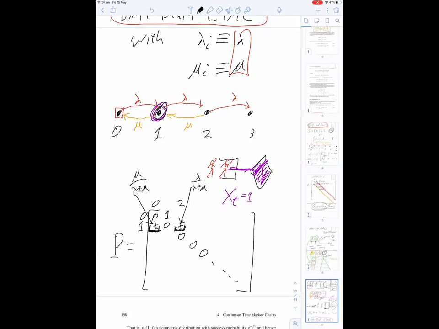But if lambda is greater than mu, this will be bigger. This will be like 0.6 and 0.4, for example, okay? If lambda is less than mu, this will be 0.6, for example, and 0.4. I mean, depending on what lambda and mu are.